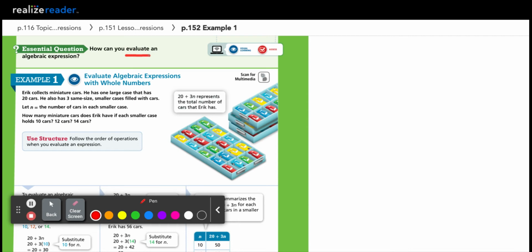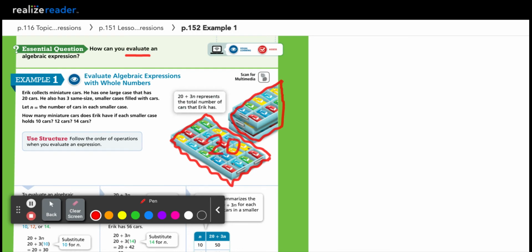It says Eric collects miniature cars. He has one large case that has 20 cars. He also has 3 same size, smaller cases filled with cars. So if we look at the picture over here, we have one large case filled with cars and then 3 smaller cases filled with cars. We know that the large case holds 20 cars.